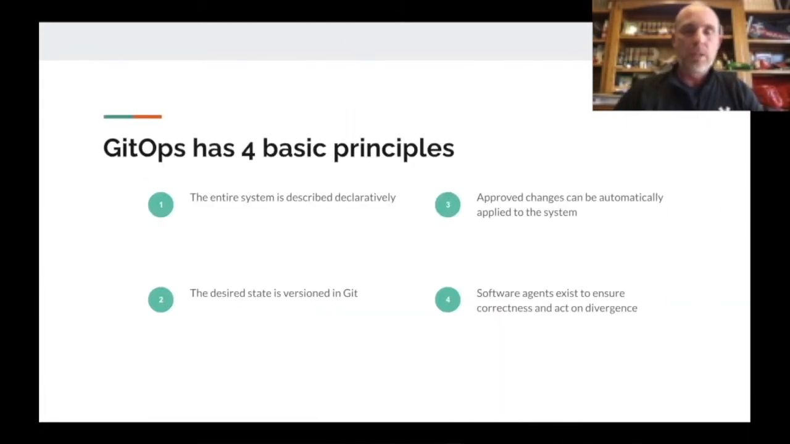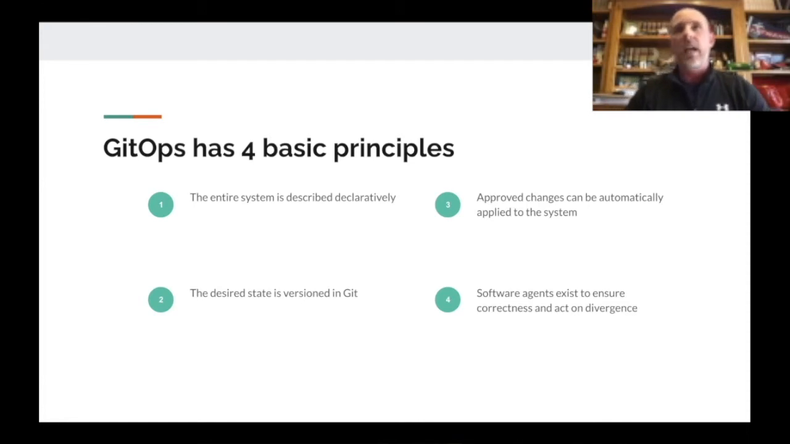There's 4 basic principles behind GitOps. The first being that the entire system is described declaratively, okay? So everything that I want to be able to deploy, monitor, and maintain is described declaratively.